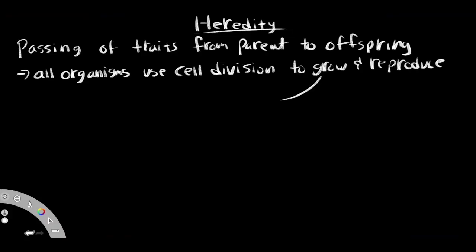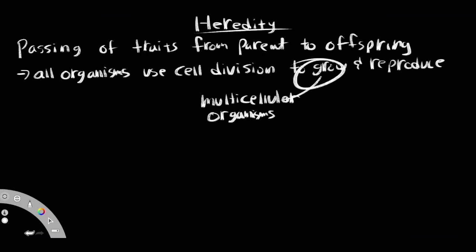Now, in particular, the multicellular organisms use cell division for this growth, right? And maybe even repair. But unicellular organisms, however, use cell division literally solely for reproduction.